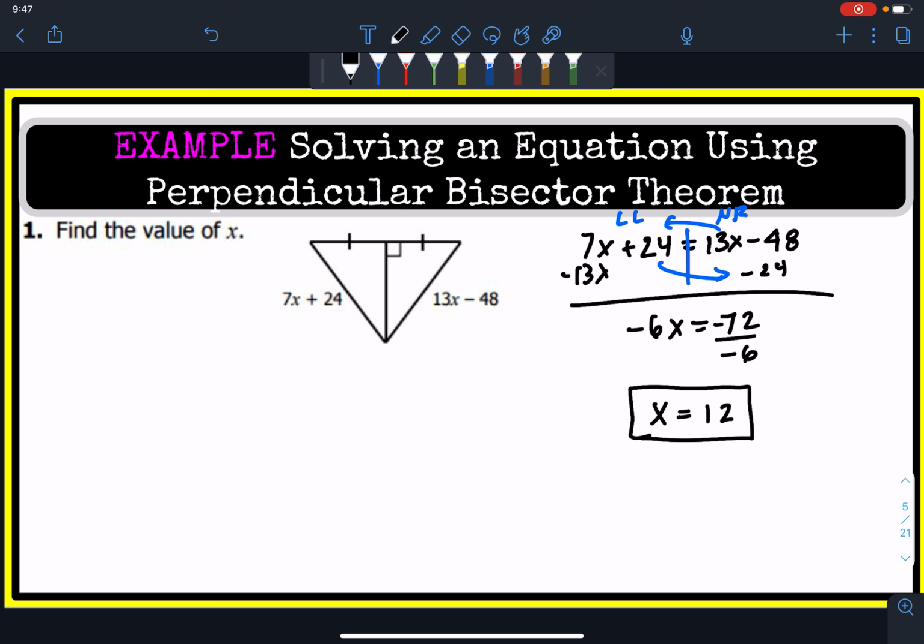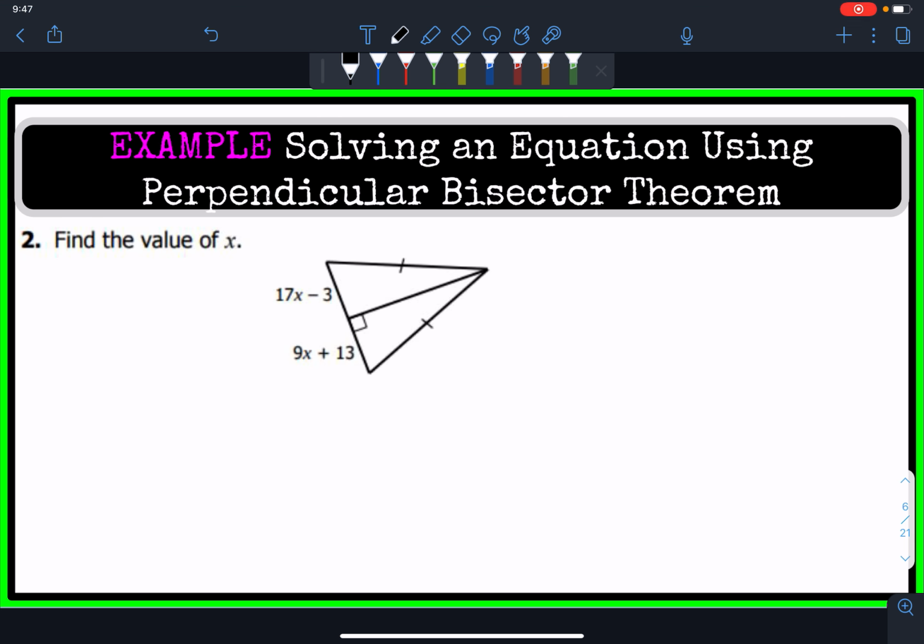Looking at example number 2. Here, same situation. We have this line here that is perpendicular to this segment there. Since these two are congruent, we again identify a basic line of symmetry. So this is symmetrical to that one, meaning that these two segments are going to be equal. So just like before, 17x minus 3 is going to equal 9x plus 13. All we want to do is simply solve this equation for x.